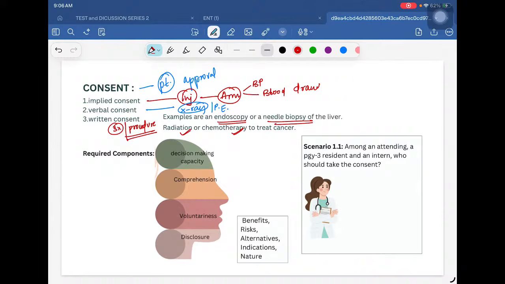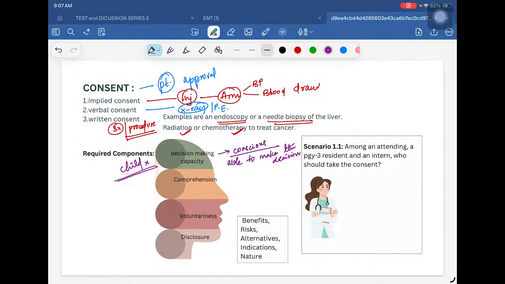Now, what are all the required components of a consent? First thing is decision making. For example, if the patient is not conscious, or is in a delirium or delusional state, at that time you cannot say the patient has the ability to make decisions. So the patient needs to be fully conscious and should be able to make decisions. Considering that, we will rule out a child here. That is why when you're performing a procedure in a child, you take consent from the parent, not from the child.